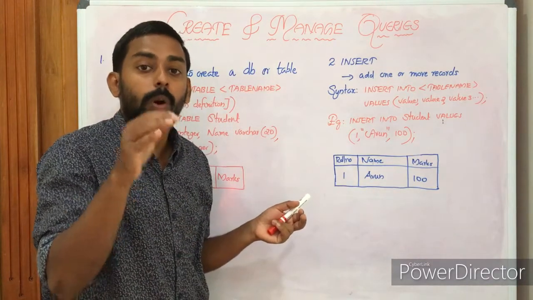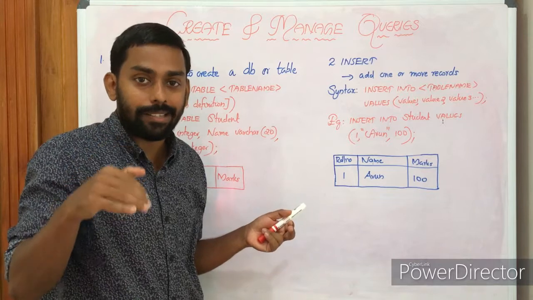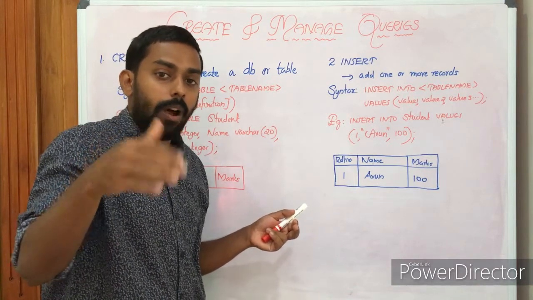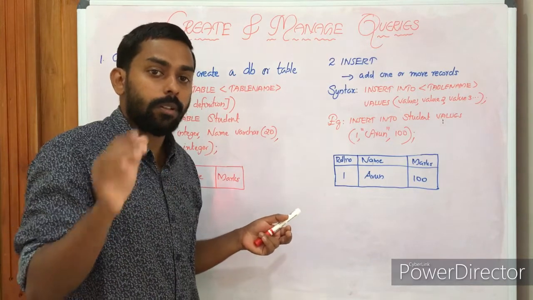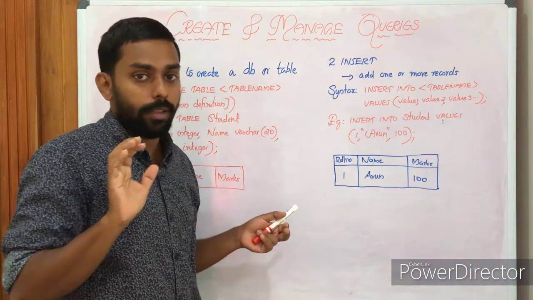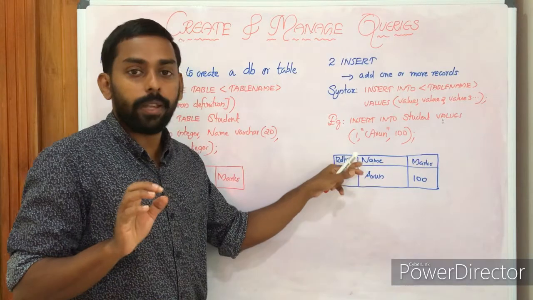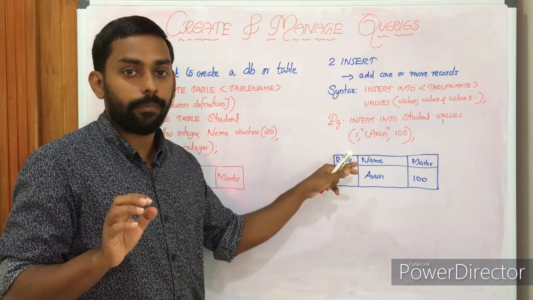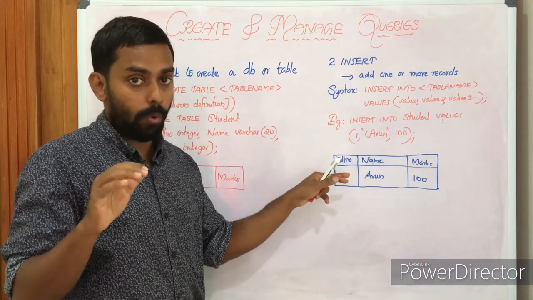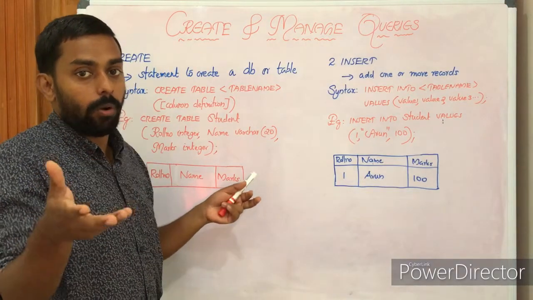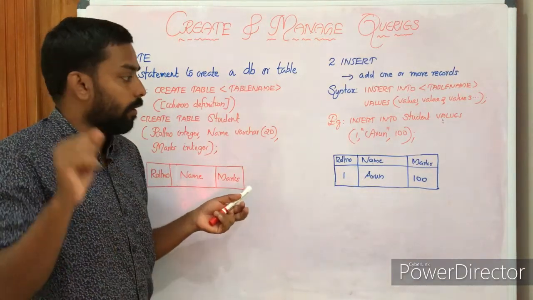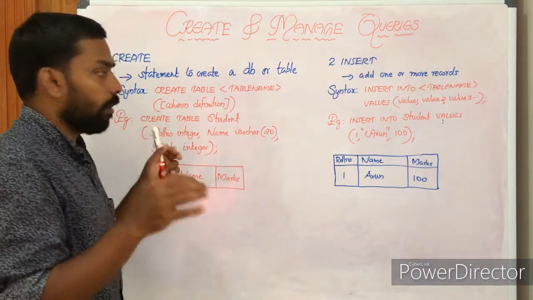So you know how the table is increasing its size. After inserting one row, one more row will be added to it. This is how we can insert a row, or tuple, or record. Yeah, so this is how we can have a quick revision.